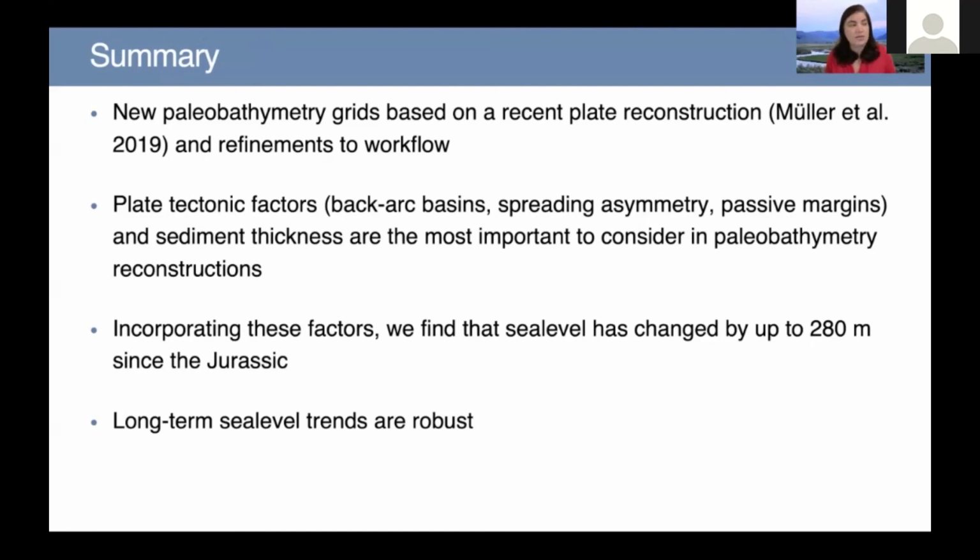And the other important message is that the long-term sea level trends that we find are robust. Irrespective of whether we're changing and adjusting our plate model as we go, the long-term sea level trends that we've been observing since 2008 are there, and they're quite robust.